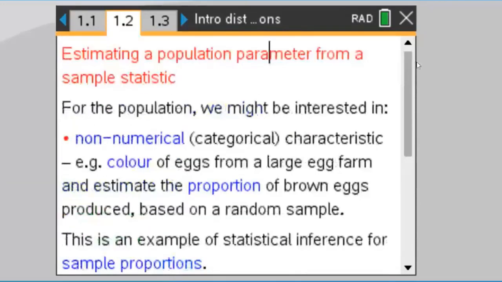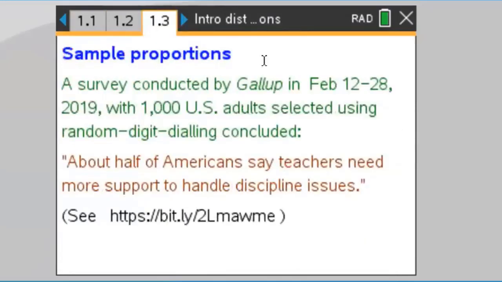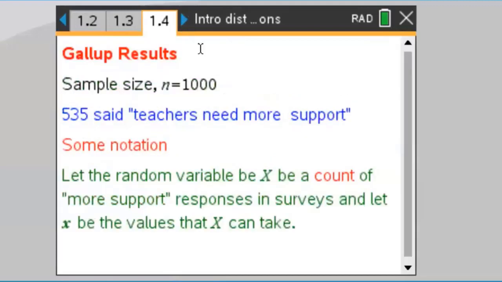All right, so sample proportions. Now, the beauty of this topic is that you can use real data. You could use, for example, data from Newspoll, or in this particular case, this is one that I came across when I was in the US earlier this year. The headline said, "About half of Americans say teachers need more support to handle discipline issues." So this was based on a survey conducted by the respected Gallup organisation in February this year, based on a random sample of 1,000 adults. So in this case, some notation: n equals 1,000.